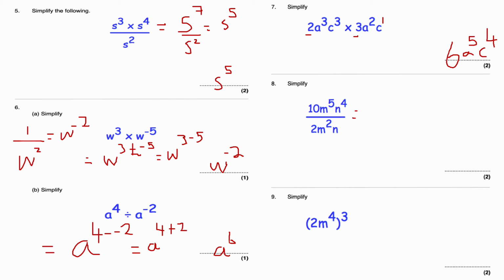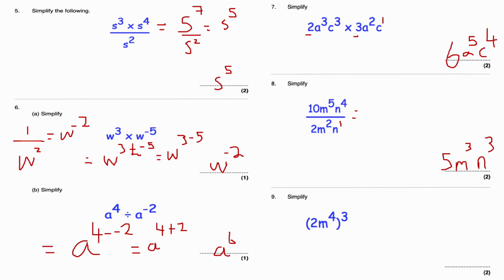Next one, simplify this. Well, 10 divided by 2 is 5. M to the 5 divided by m squared, I subtract the powers. So 5 take away 2 is 3. N to the 4 divided by n. Remember, it's an invisible 1 there. Okay, is equal to n cubed. 4 take away 1 is 3. So that's my final answer. Okay. This is question number 9.